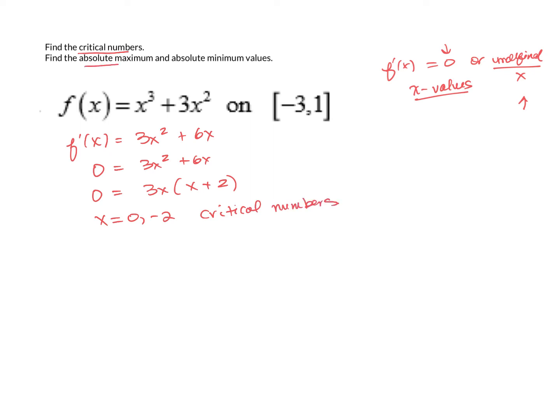Next, we're going to find the absolute maximum and absolute minimum values. And these are y values. So we're going to test them not only at the critical numbers, but also at the endpoints. So we find max and mins at critical numbers and at endpoints. So we have to test all of those.